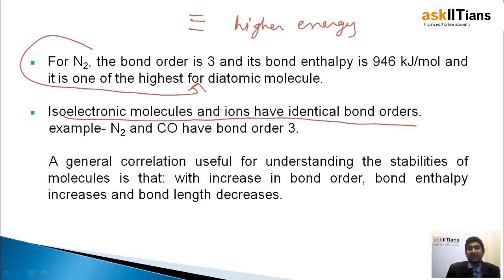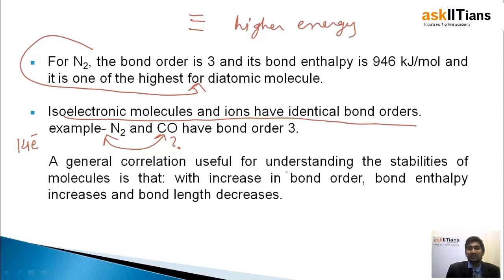For example, if someone asks you to calculate the bond order of CO, how will you calculate it? Will you form bonds and do all this? There is no need. You just have to think about what the isoelectronic species of CO is with respect to a diatomic molecule. It is similar to N2. Both have 14 electrons. N2 has bond order 3. So CO also has bond order 3.